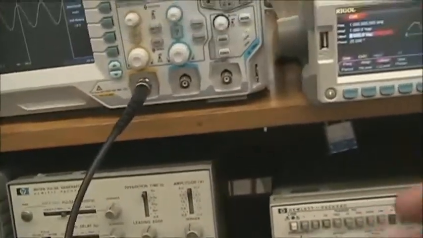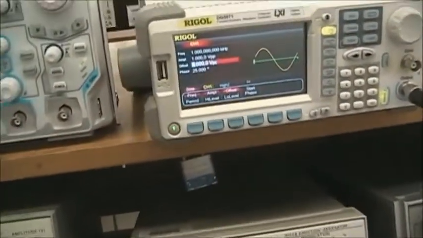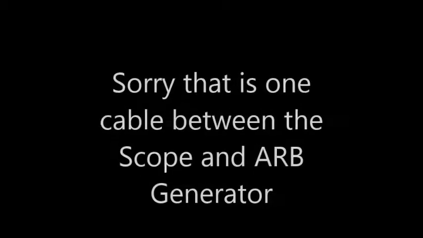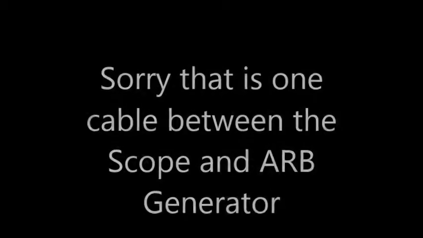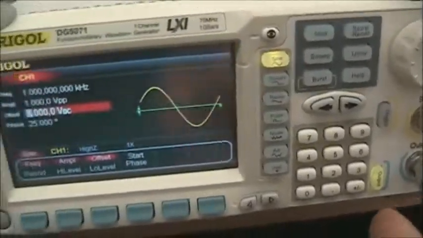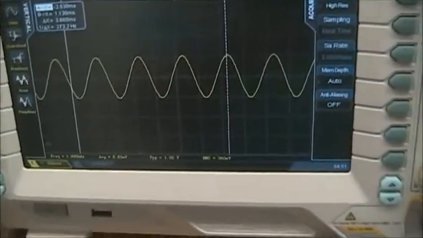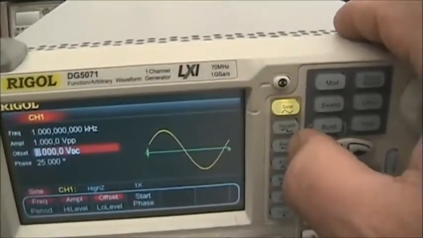The setup is straightforward. 1 cable between the generator and the ARB. Don't forget to turn on the output and just follow the instructions on the various waveforms.